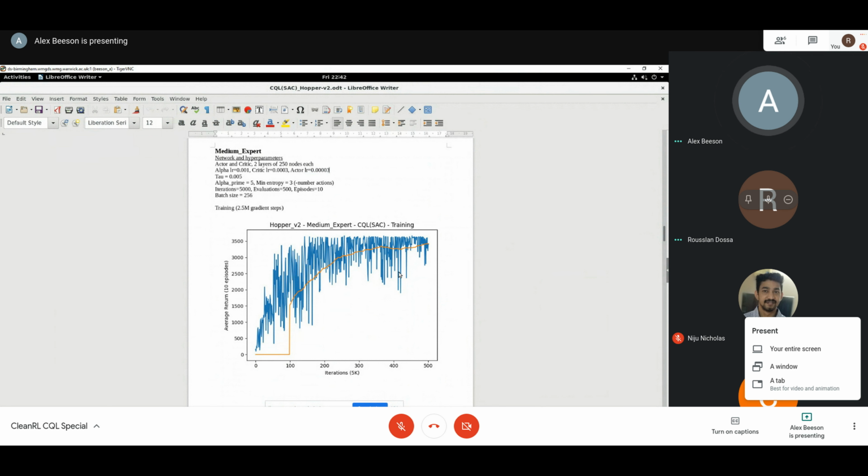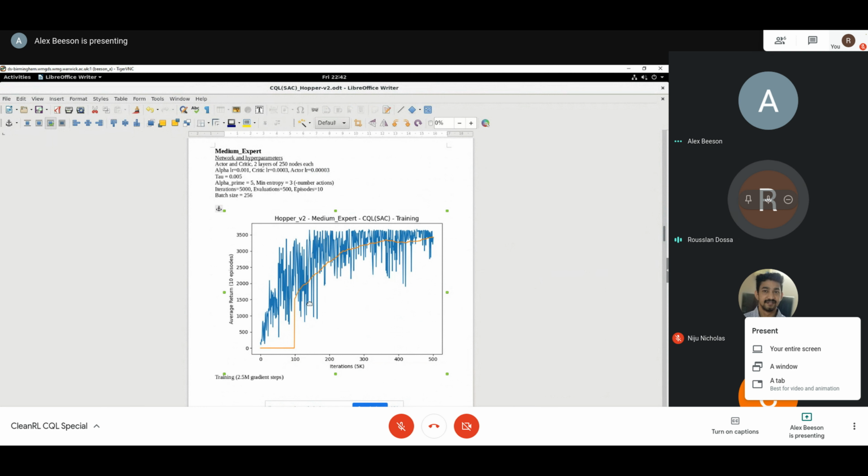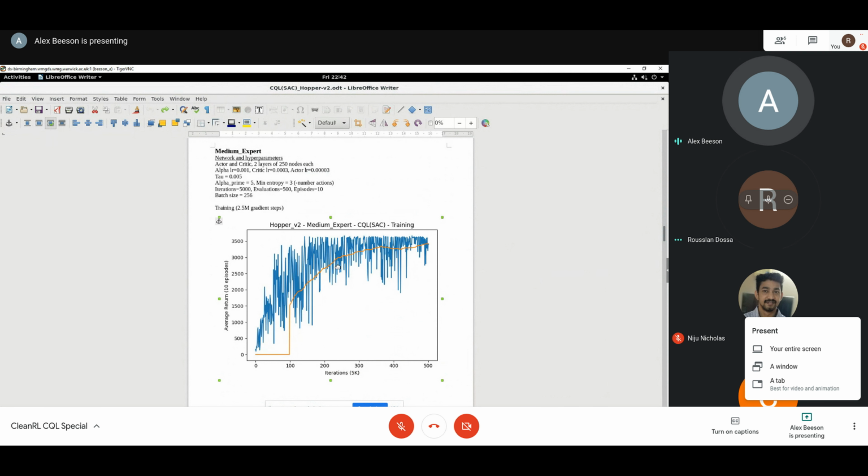These are blue, I think they are. And then this orange line is the 100 moving average. So obviously for the first 100, it's 0. And then this is where it starts. Yeah, sure. Got it. And so it slowly improves over time. It's not too bad in terms of stability.